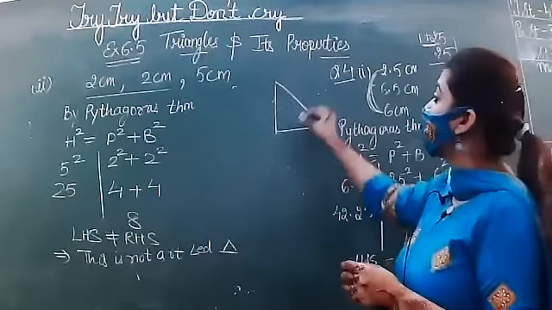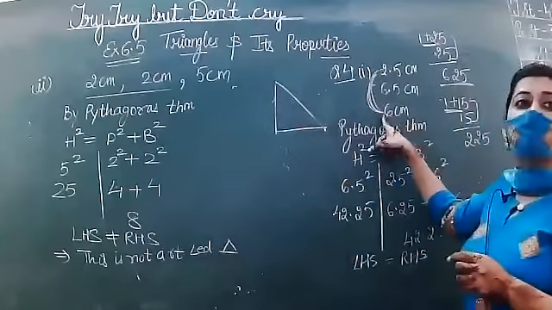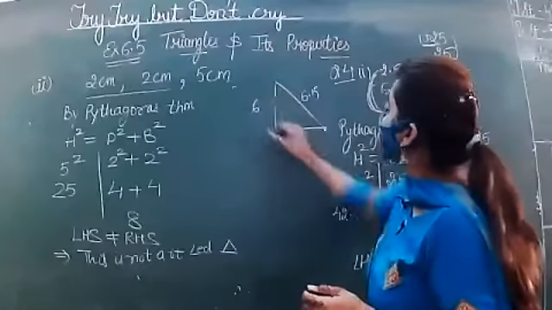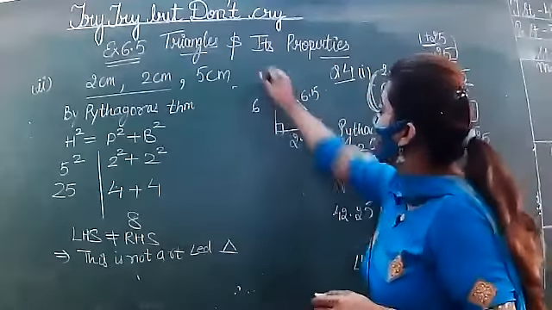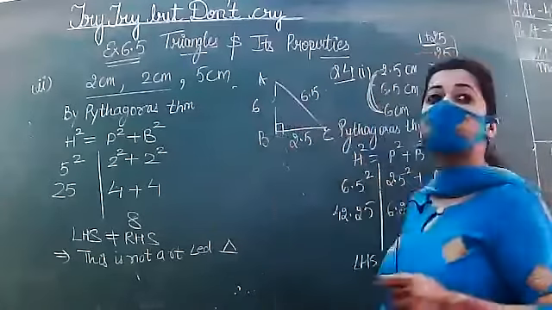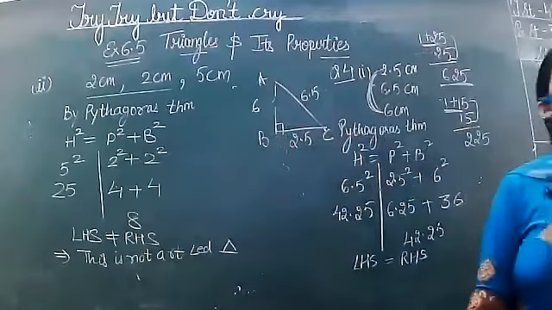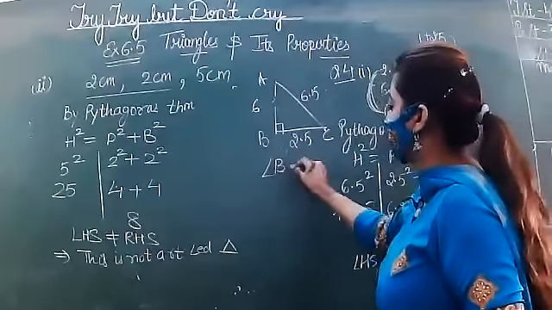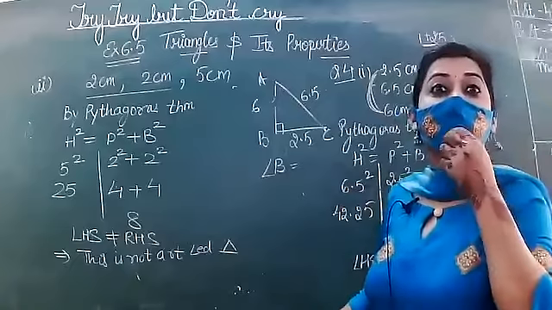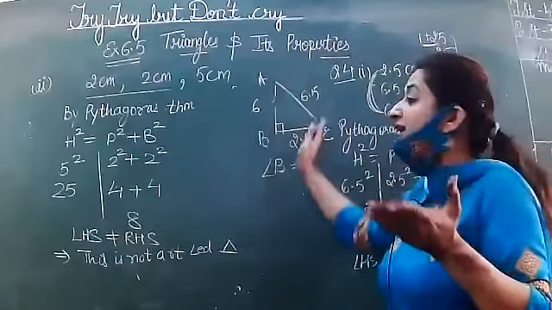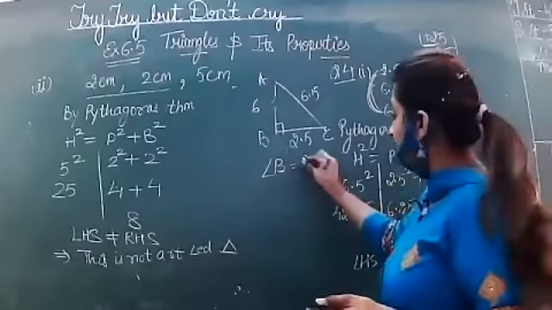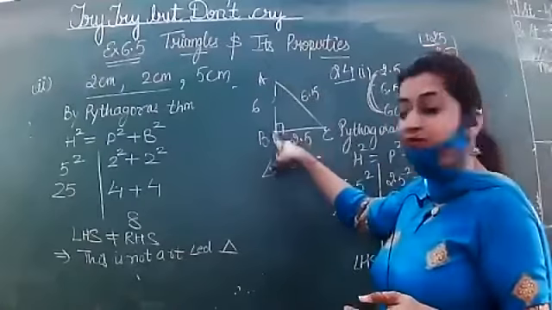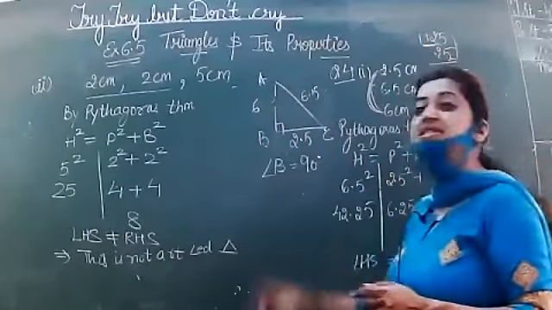Let's write this side. Out of these three sides, which is the hypotenuse? And remaining two sides can be 6 and... name it ABC. Which is the right angle triangle? Which is the right angle out of these three? Angle B. The angle that is opposite to 6.5 will be your right angle. So angle B is 90.